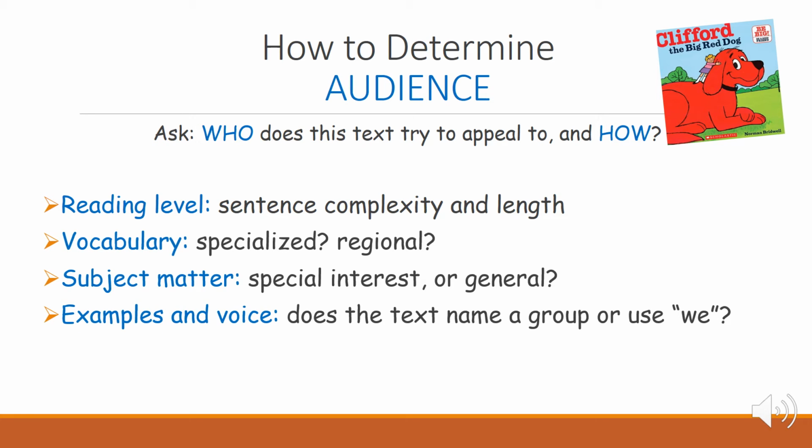Also think about the examples that the author gives or the voice that the author uses. So if the author uses we, think about who the author is, and that'll give you a hint about who the audience is, since they're obviously a part of the same group. Also, the examples that they give can give you a clue about who is intended to be reading this. This can go for pictures, or this can go for anecdotes or stories that are told. If those examples are mostly of young people, probably young people are the audience.